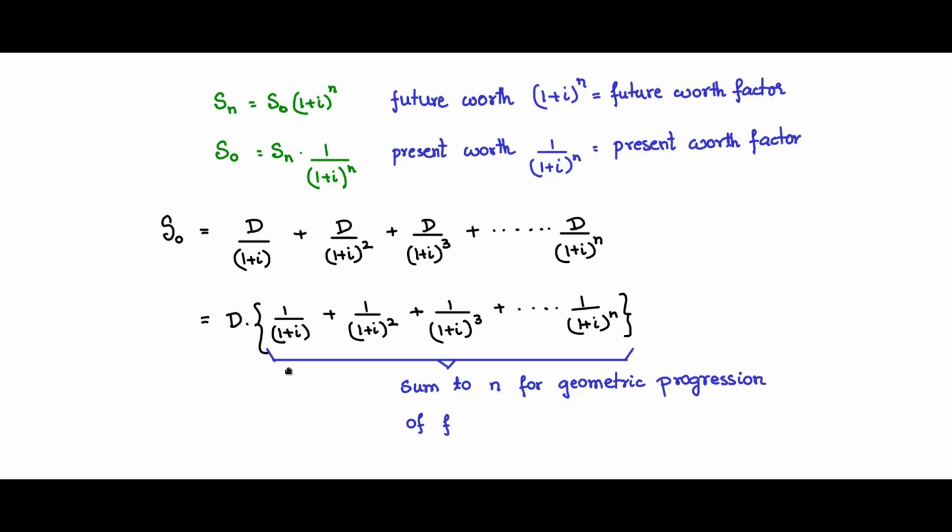The sum to n terms is of the form a into 1 minus r to the power of n by 1 minus r, where a is the first term and r is the common factor, which in this case is 1 by 1 plus I. Every term with respect to the previous term differs by a common factor 1 by 1 plus I. So if I apply these to this formula, I will get the sum to n terms of the geometric progression. Let us do that.